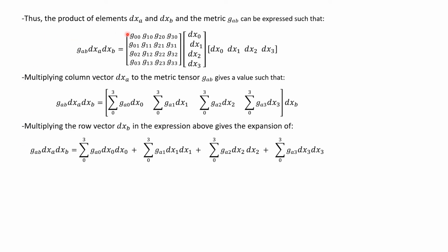Thus, the product of the elements dx of a and dx of b and the metric tensor can be expressed such that, so we have the multiplication of all three. Multiplying the column vector dx of a by the metric tensor gives a value such that, and furthermore, multiplying the row vector dx of b in the expression above by the expression, distributing this, gives a value as we see here.